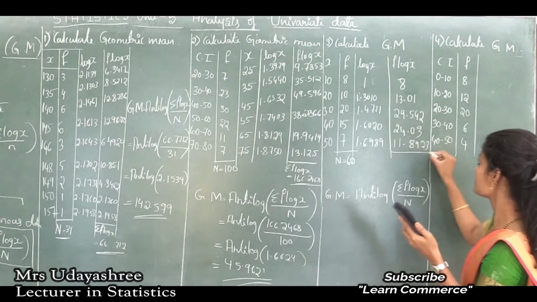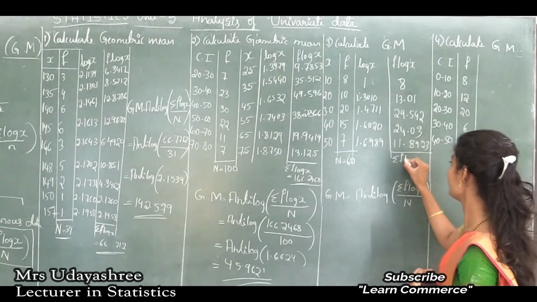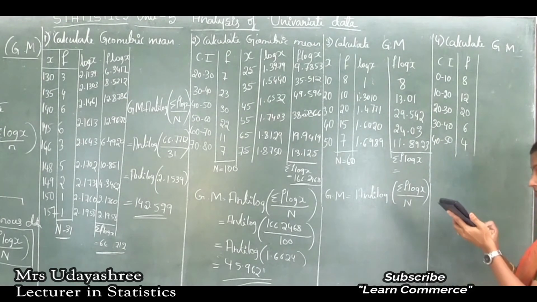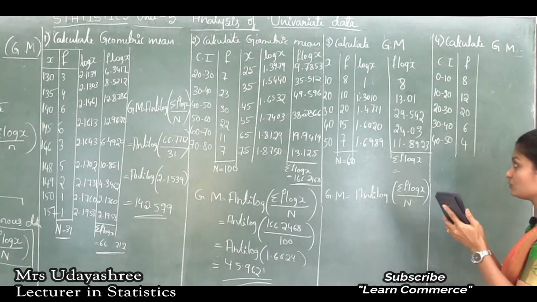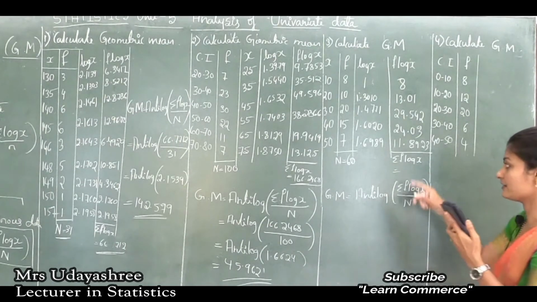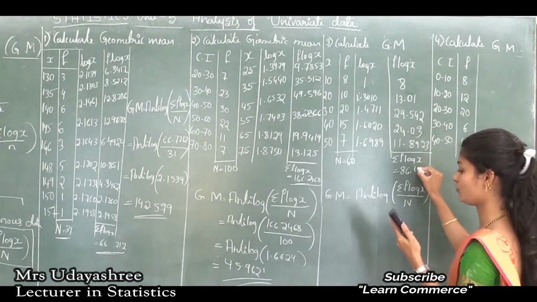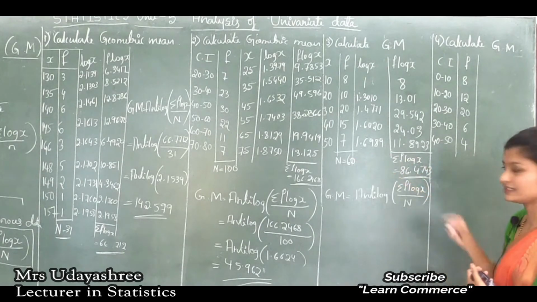So based on this formula, we need the sum of f into log x values. That is 8 plus 13.01 plus 29.542 plus 24.03 plus 11.8923. Now we got summation f into log x, that value is 86.4743. So now I will substitute these two values into this formula.